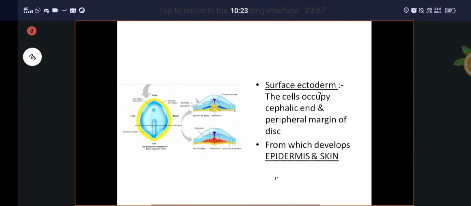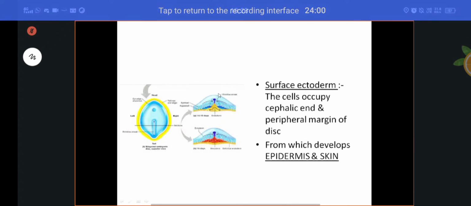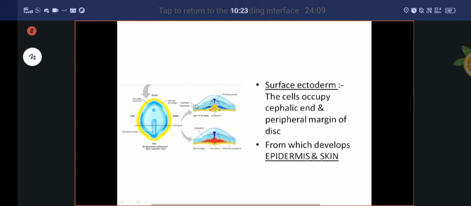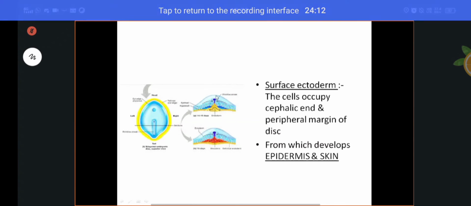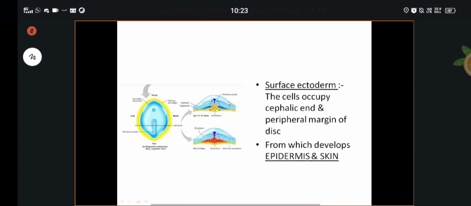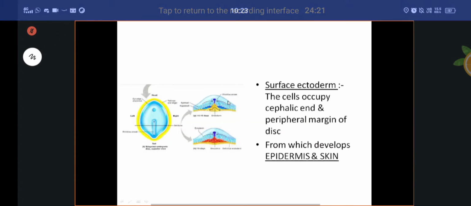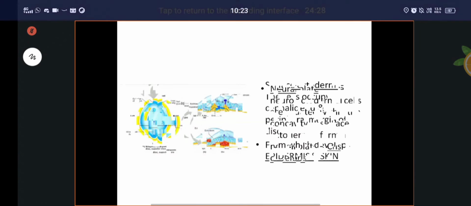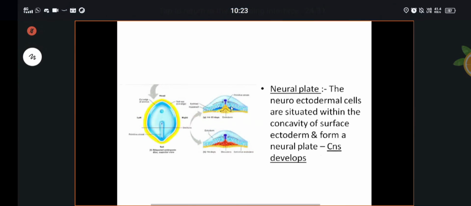Like first one, surface ectoderm. The cells occupy the cephalic end and peripheral margins of the disc. Here you can see in this diagram, this upper one is the surface ectoderm. The cells occupy the cephalic end and the peripheral margins of the disc, from which the epidermis and skin develop. So it is easy to remember, from the surface ectoderm, the epidermis and skin develop.